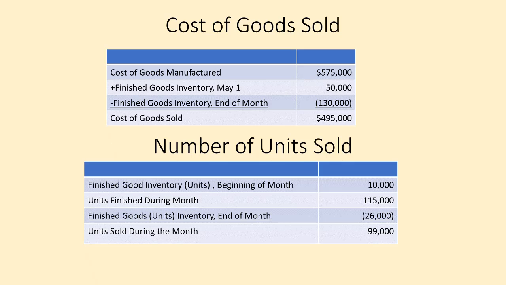Now that we're able to figure out the cost of goods sold by a company, we're able to take a closer look at how income statements come together. That'll be in the next lesson.